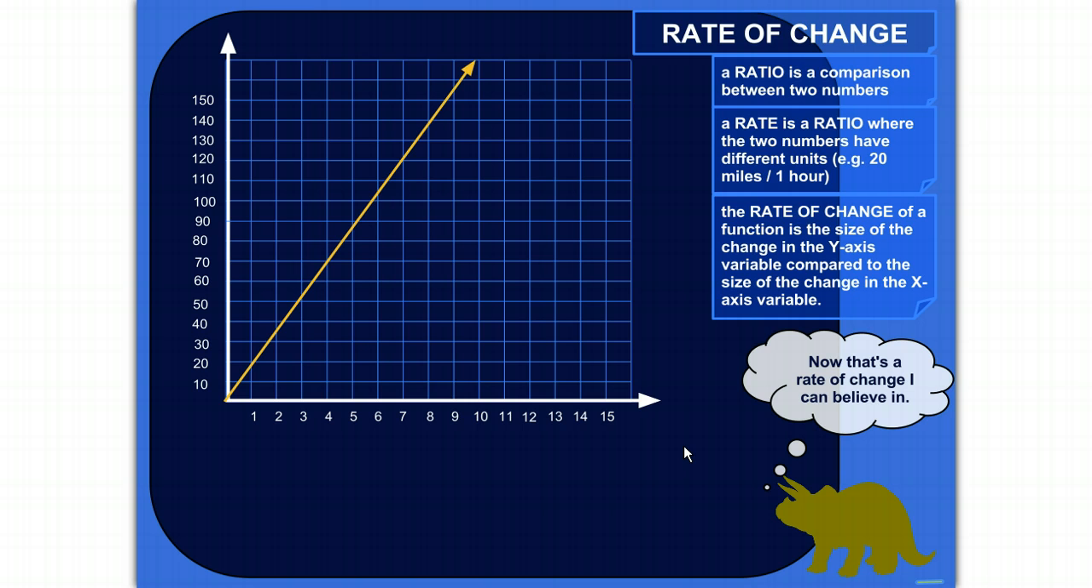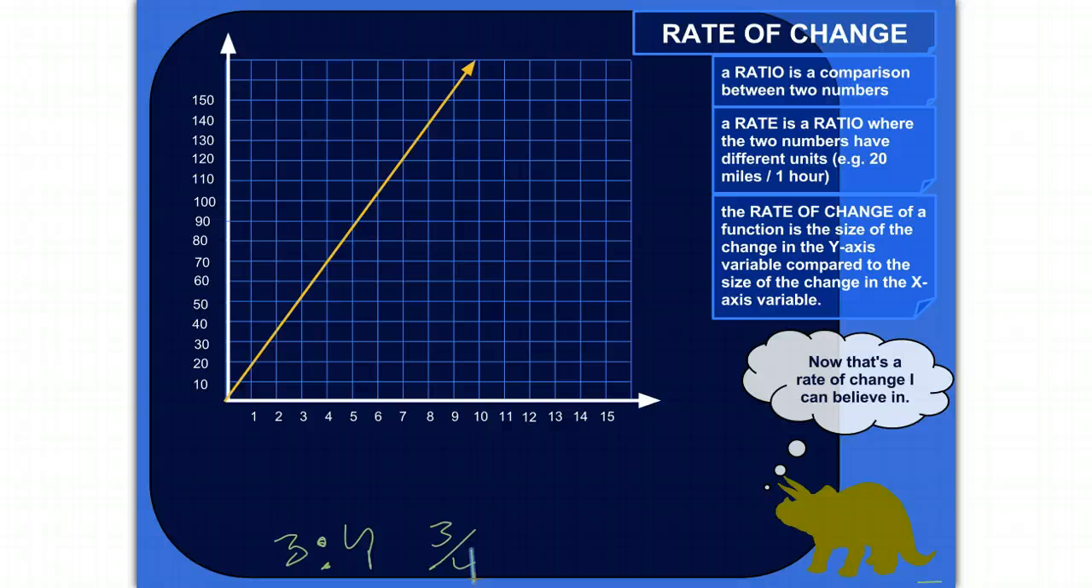So just backing way up, a ratio is a comparison between two numbers. So I can have a ratio of 3 to 4, which I could write as 3 over 4, like that. A rate is a ratio where the two numbers have different units.